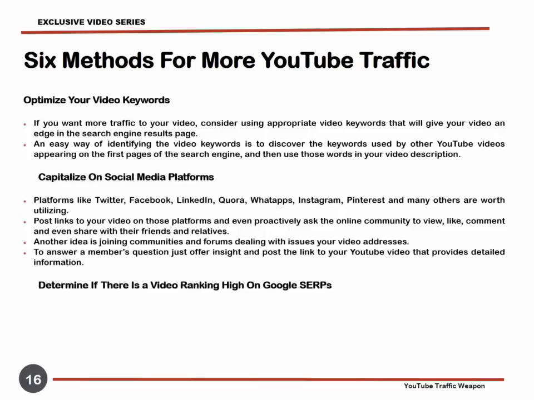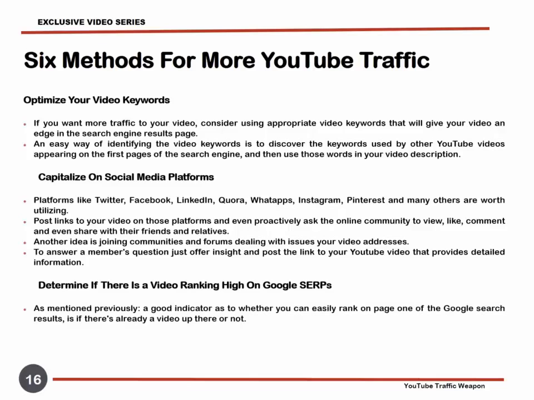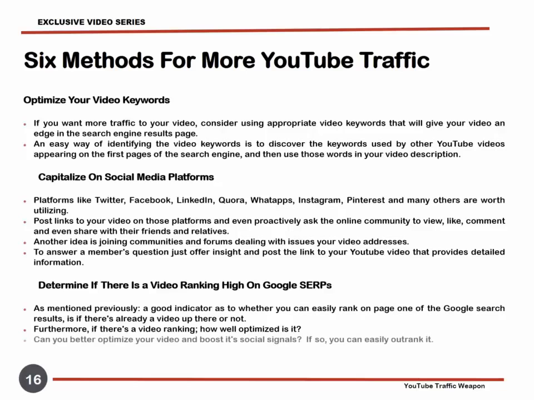Determine if there is a video ranking high on Google SERPs. As mentioned previously, a good indicator as to whether you can easily rank on page 1 of the Google search results is if there's already a video up there or not. Furthermore, if there's a video ranking, how well optimized is it? Can you better optimize your video and boost its social signals? If so, you can easily outrank it.